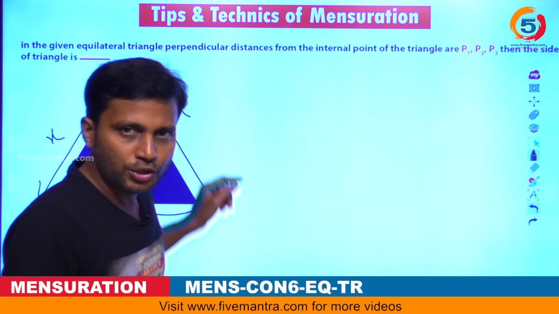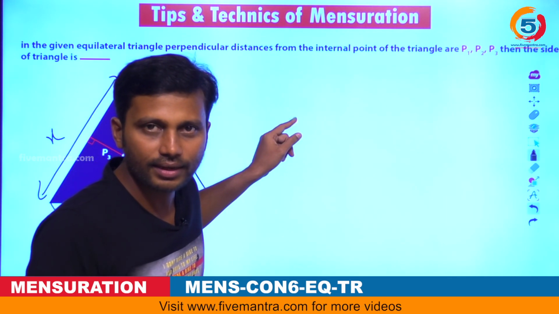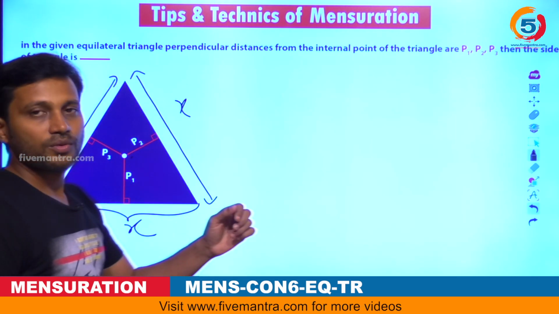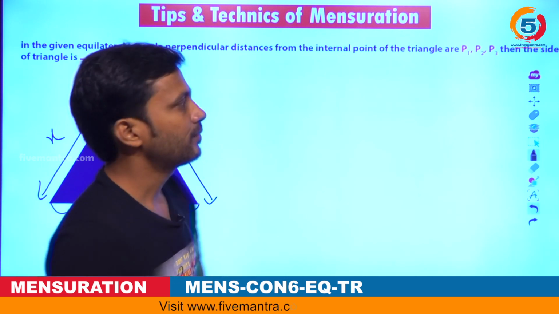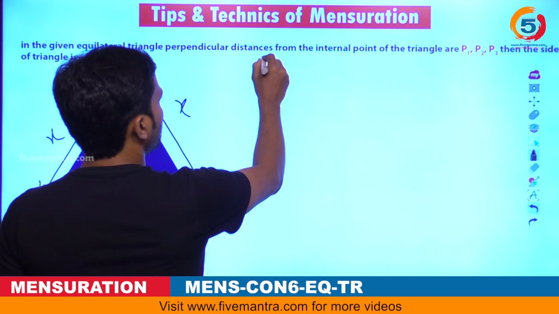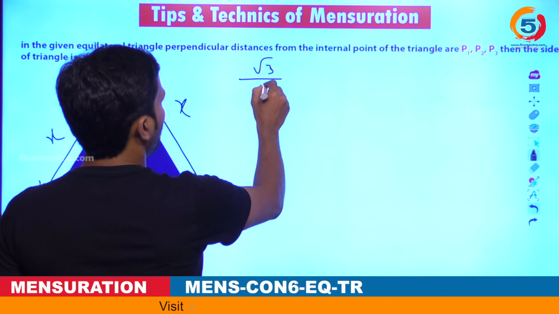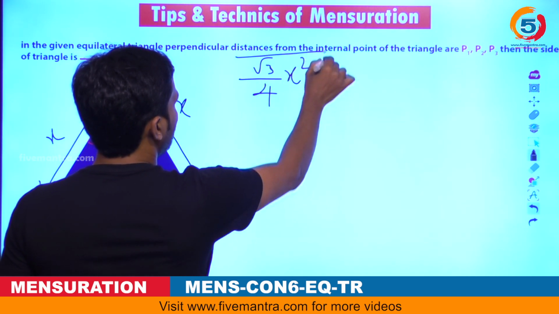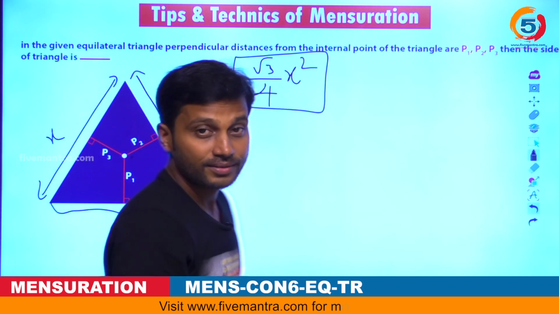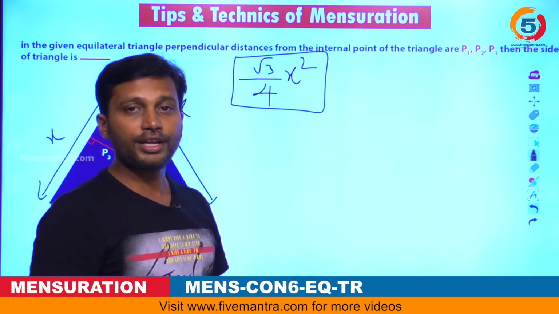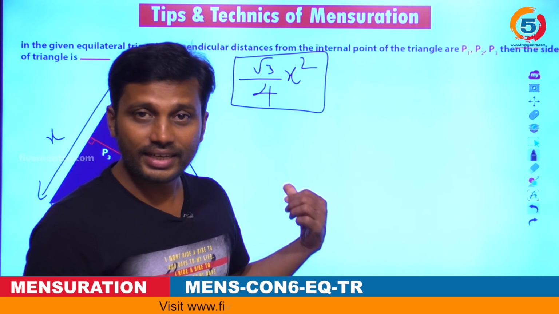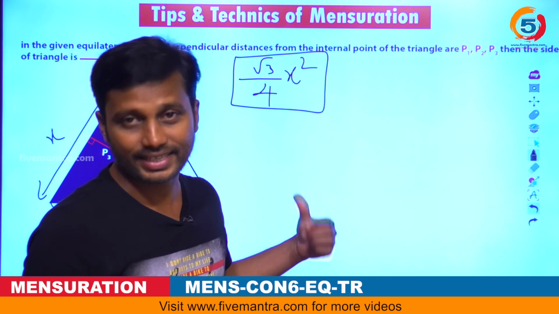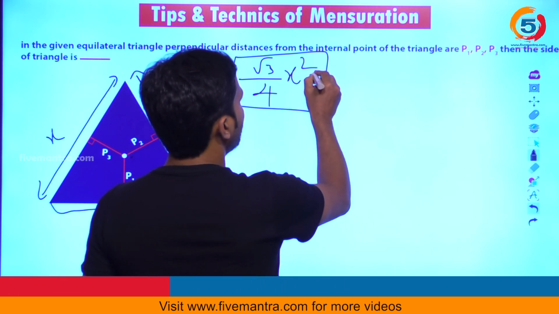I want to find out the area of the triangle. If the side is x, what is the area of the triangle? Root 3 by 4 x square. Is it the area of the triangle or not? It's the area of the triangle when it's an equilateral triangle with side x. So okay, area of the triangle.